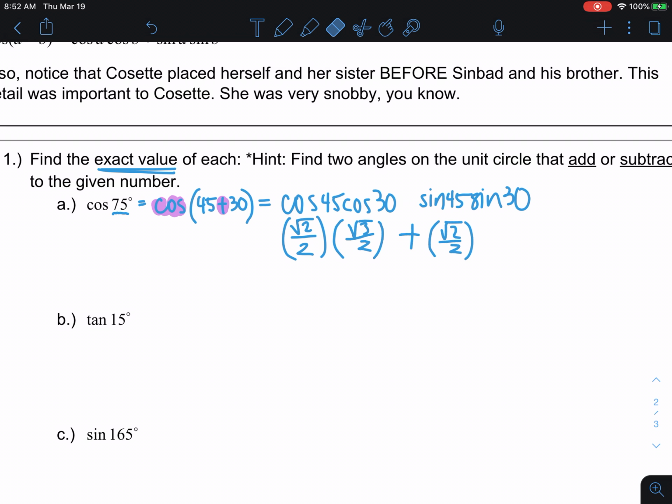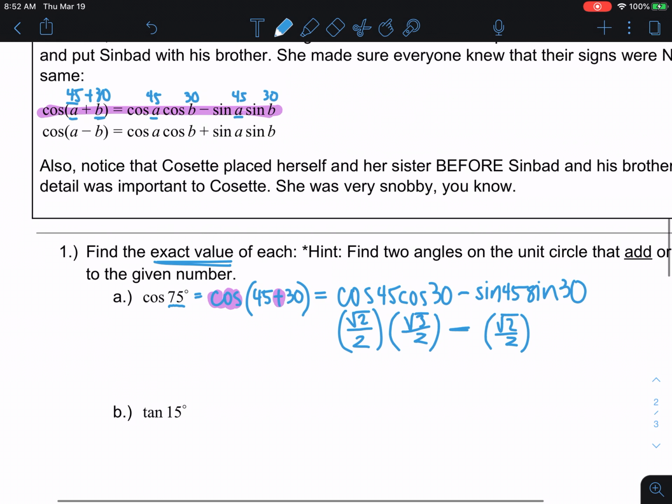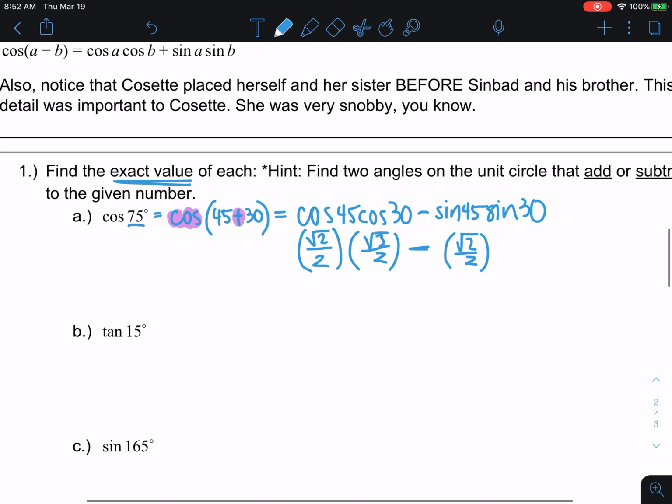Oh, sorry, I just realized I made a mistake here. Remember, Cosette thinks their signs are opposite, so the formula or the equation here should be opposite sign. Sorry, I wrote that wrong. Okay, sine of 30 on the unit circle gives us 1/2.